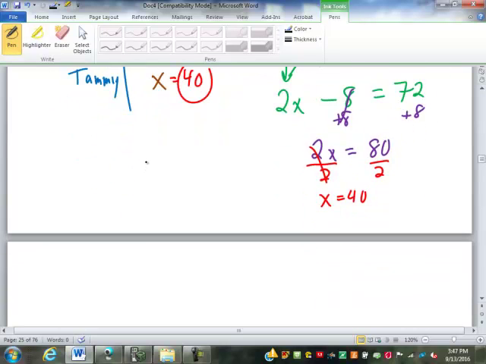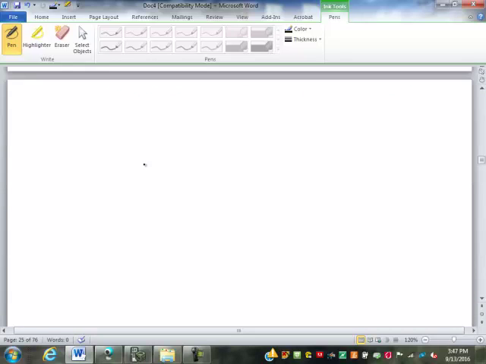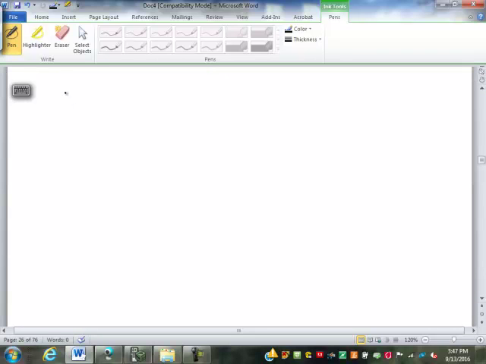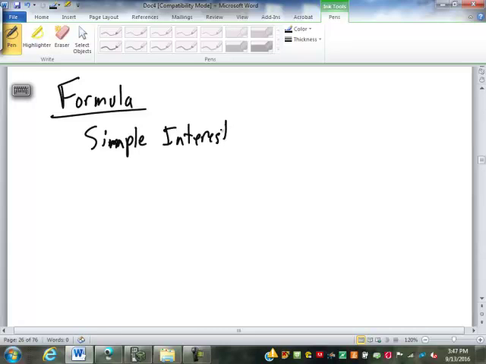We did also mention that several times we deal with formulas. We're given a formula that helps us to solve the problem. So one formula we might get might be the simple interest formula. Our simple interest formula is I equals P times R times T.